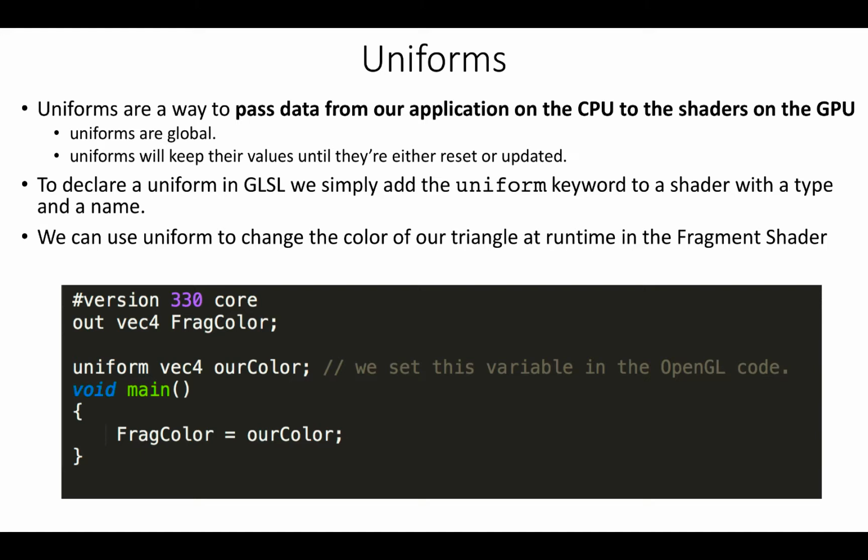But uniforms are slightly different compared to vertex attributes. First of all, uniforms are global. Global meaning that a uniform variable is unique per shader program object, and can be accessed from any shader at any stage in the shader program. Second, whatever you set the uniform value to, uniforms will keep their values until they are either reset or updated.